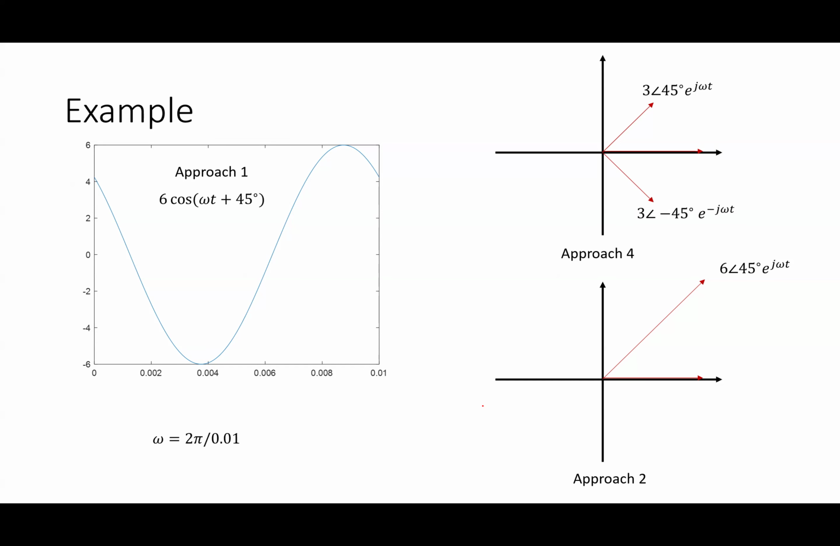So in this case, what I have is an example. Let's call this my x of t. What I plotted here is 6 cosine omega t plus 45 degrees. And my omega in particular was 2 pi over 0.01. What's the period? 0.01. Yep, right? Because 2 pi over T is omega. And you can kind of see that too from looking at the graph. It goes from 0 to 0.01, right? So I plotted 1 period of that thing.